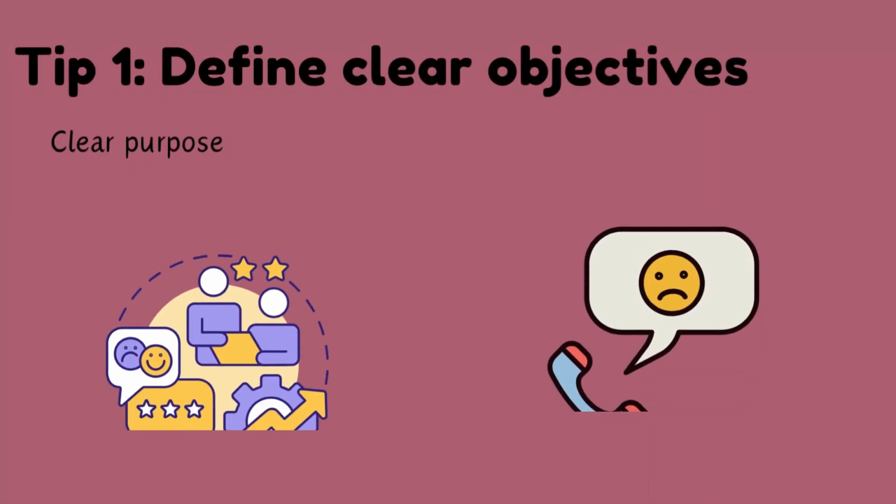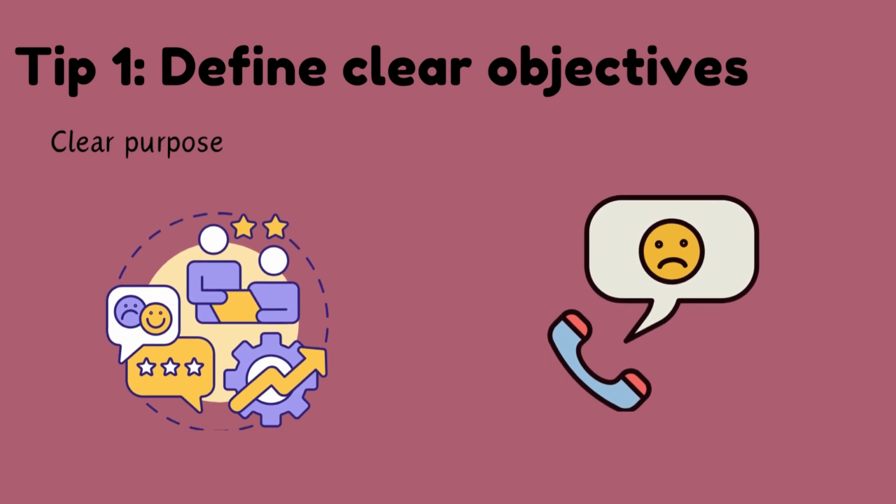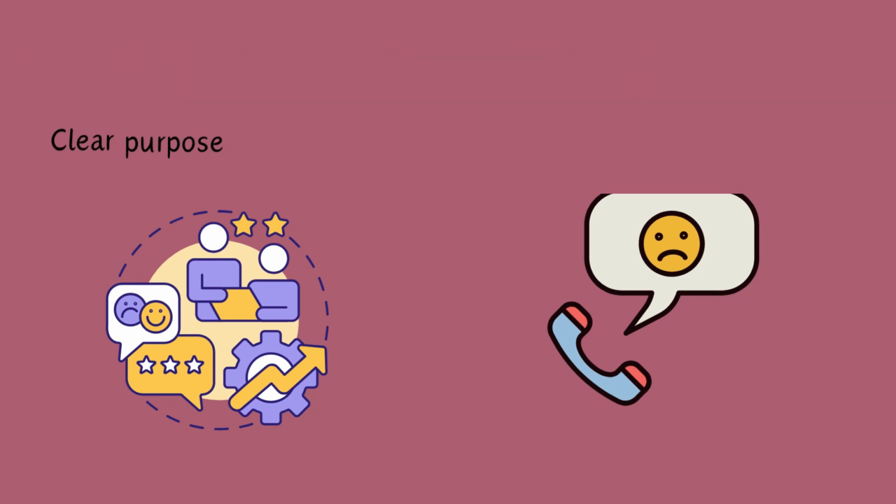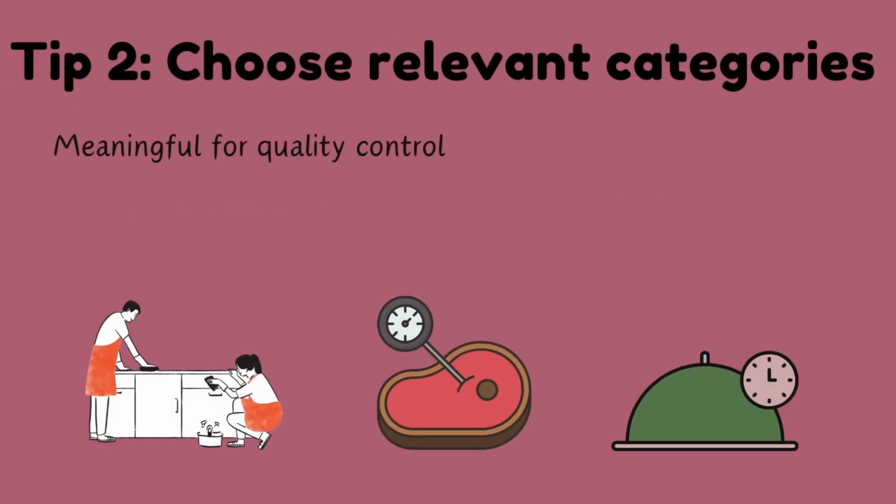In order to design and use a check sheet efficiently, my first tip is defining clear objectives. We need to clarify the purpose of the check sheet, such as checking defects in a manufacturing process or logging complaints in customer service.